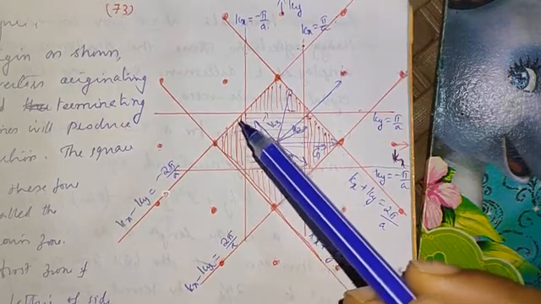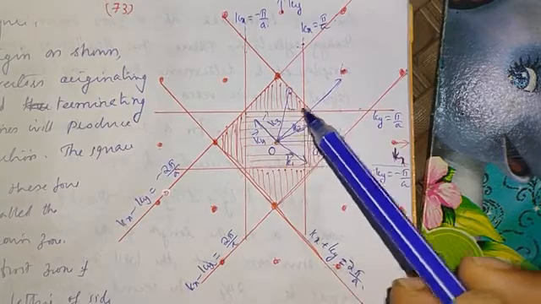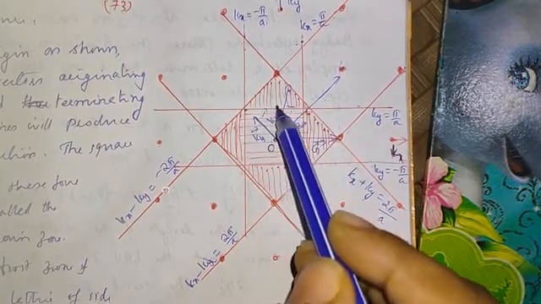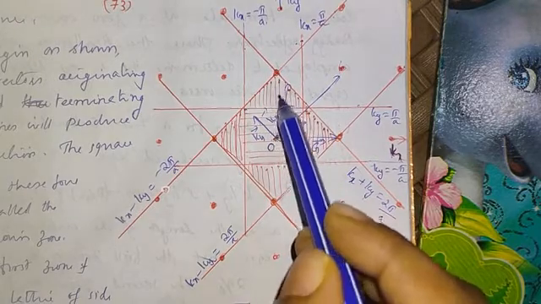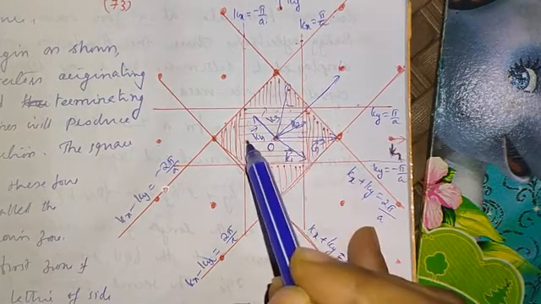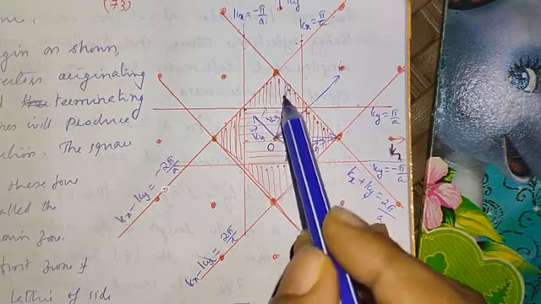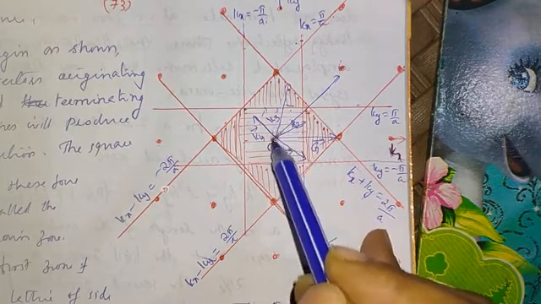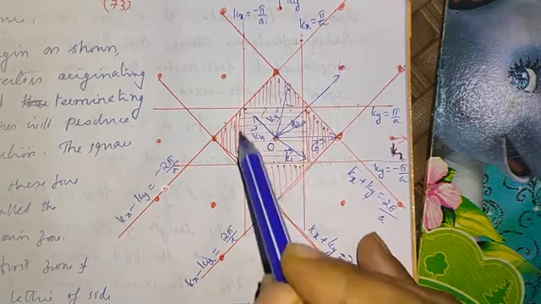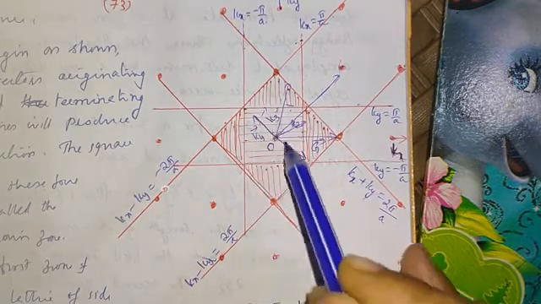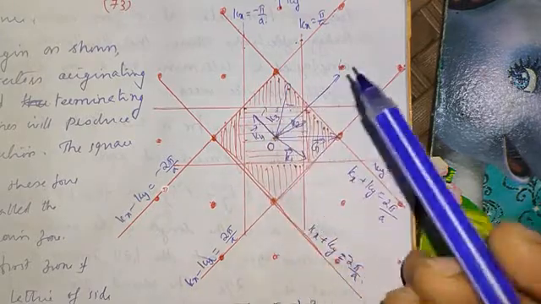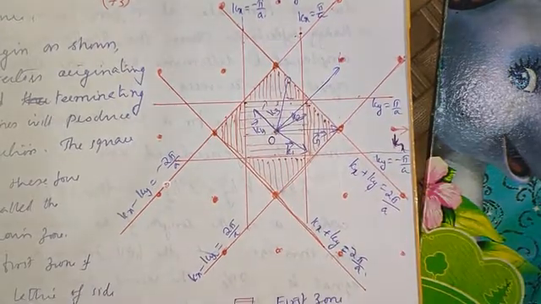Okay, the first Brillouin zone of the square lattice will have a side of length 2 pi by a, because from the middle to this portion the length is pi by a, and here it is also pi by a. Similarly, this length is pi by a and this length is pi by a, so the total length is 2 pi by a. So this is the first Brillouin zone of the square lattice having side length equal to 2 pi by a.